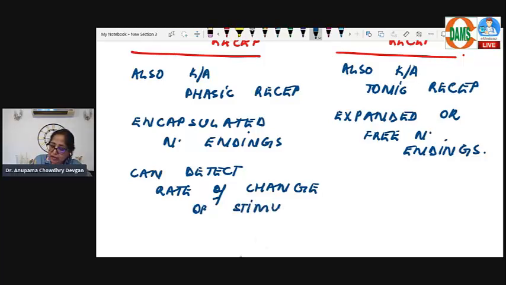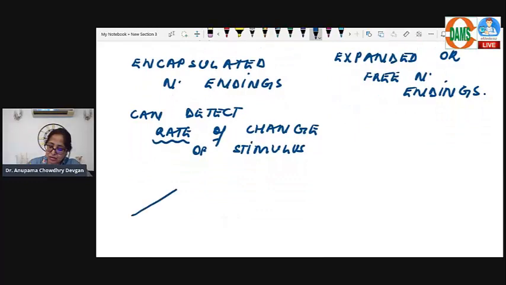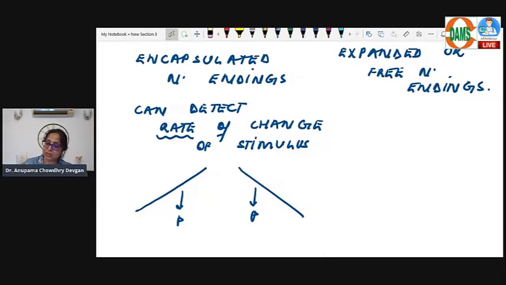When I say rate of change, I've already told you when you use the term rate, that means per unit time. Supposing you have an increasing strength of stimulus or a decreasing strength of stimulus. Rate of change means the stimulus strength is changing with time. It could be increasing or decreasing. This will be detected by the phasic receptors, whenever the strength of stimulus changes with time.